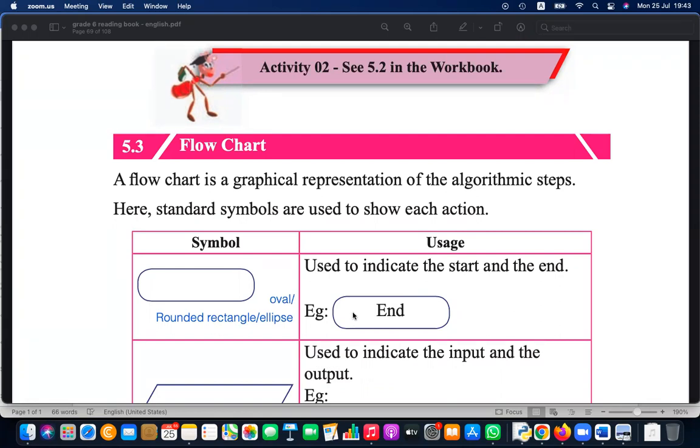Input or output. Yes, sir, I know the shape, but I don't know the name. Yes, you can tell. Parallelogram. Yes, very good. It's called parallelogram. Parallelogram is the shape which is used for input and output. So please write down the name if you don't know.